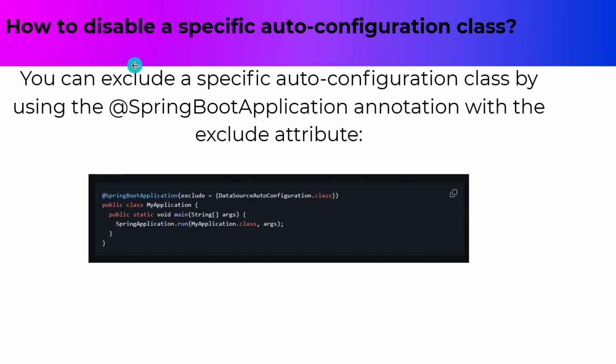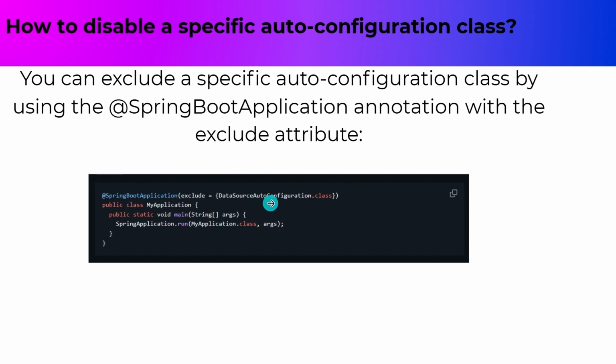So the next one, how to disable a specific auto configuration class. This is very important for senior developers. Let me tell you how you can do that. You can exclude any specific auto configuration class by using the @SpringBootApplication annotation with the exclude attribute. In any annotation you can give attributes as well. So here we are using the @SpringBootApplication annotation, and here we are using the exclude attribute, if you see here.